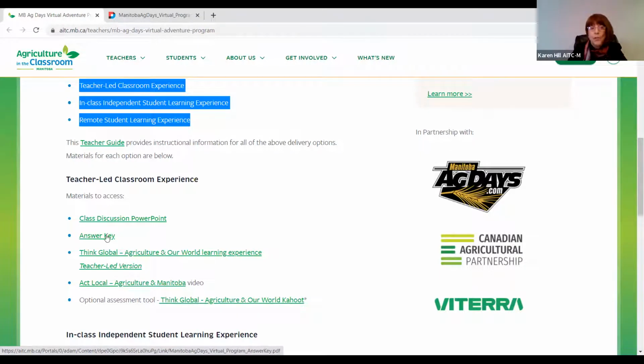So we will be looking at that in a moment. There is an answer key for all of the discussion questions that we've provided. You'll have the actual student learning experience, the teacher-led version for this particular delivery option. And then in part 2, we have a video that goes with that. And we developed a Kahoot for the independent student and remote student learning experience, but certainly you could use it with the in-classroom teacher-led experience if you so wished.